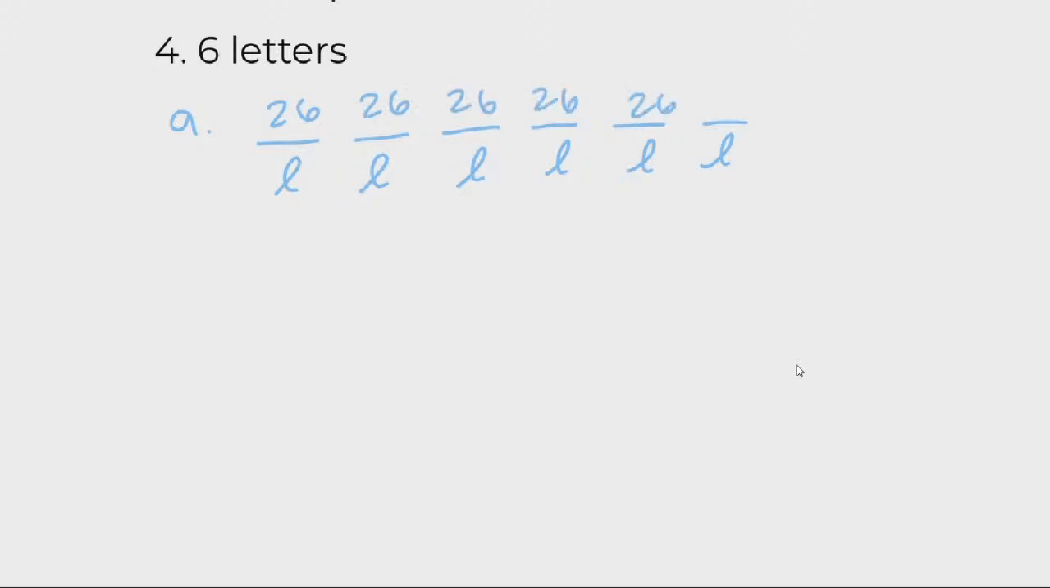For number 6, we have 6 letters. So for part A, this is where we're allowed to repeat. So all of these are letters. And there are 26 letters we can choose from. So for all of them, it's going to be 26. So you can type in 26 to the 6th power on your calculator. That'll be 308,915,776.